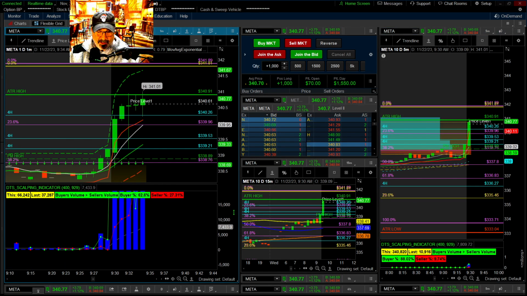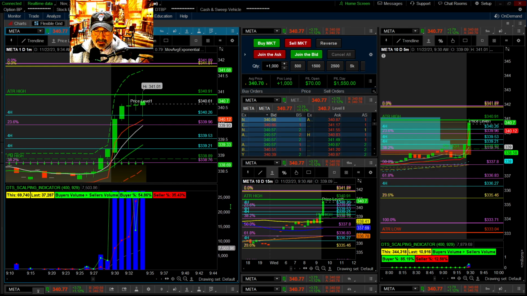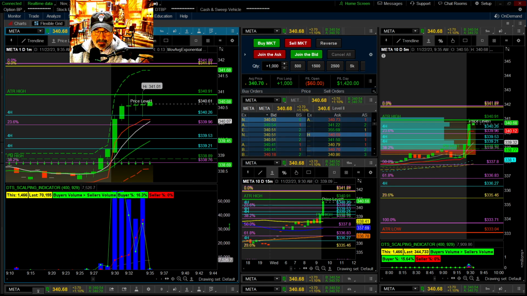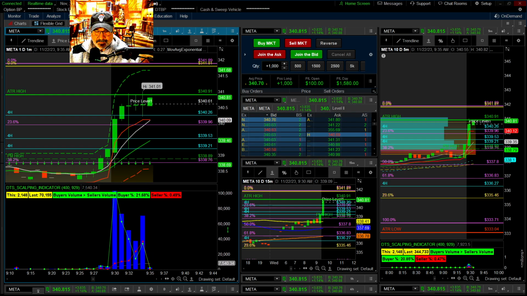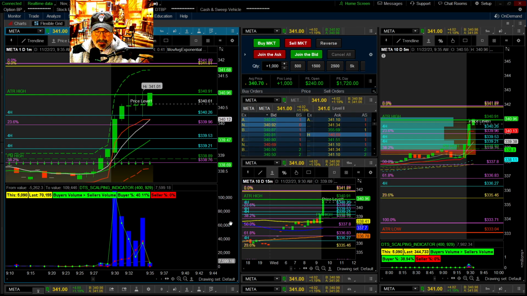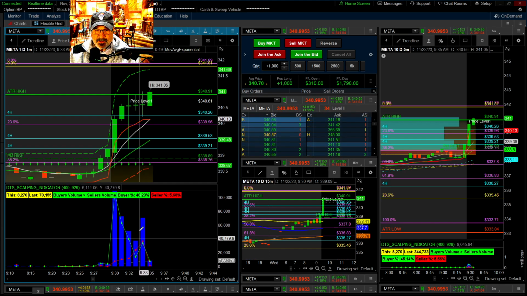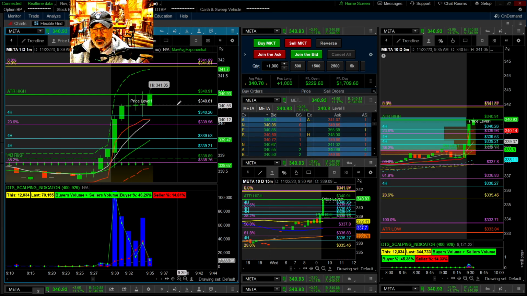Wow, look at the scalping indicator. Perhaps I should start reading this a little closer. So it was a battle there as the volume went up. Nobody really won, as you saw. Now it's going.